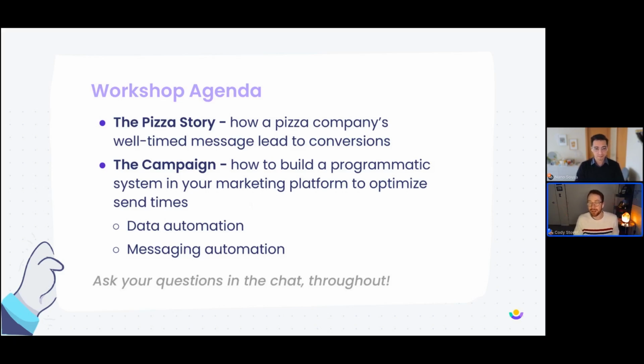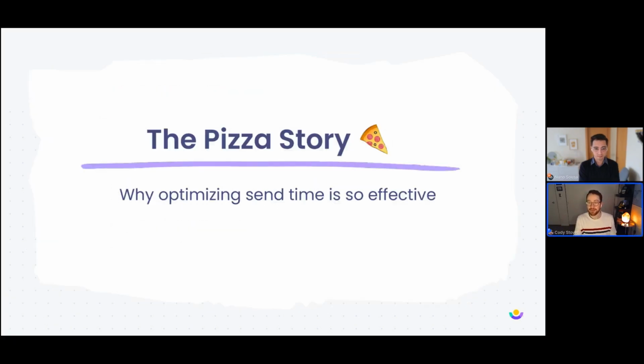But okay, so where we're going to go today. We're going to start off with the pizza story. This will have more context behind it in just a minute, but we'll talk about how a pizza company times these messages well, and the example that led into this topic. And then we'll jump right into the campaign, showing you a few examples of how you can build these things out, and some takeaways that you can do after this event's over. So we'll look at the data automation side of things, and then also the messaging side, and how they work together.